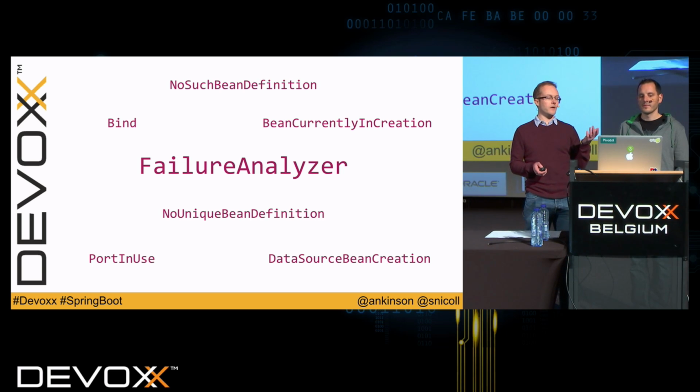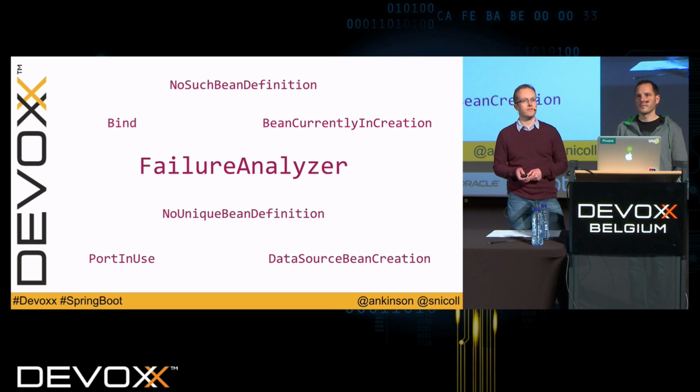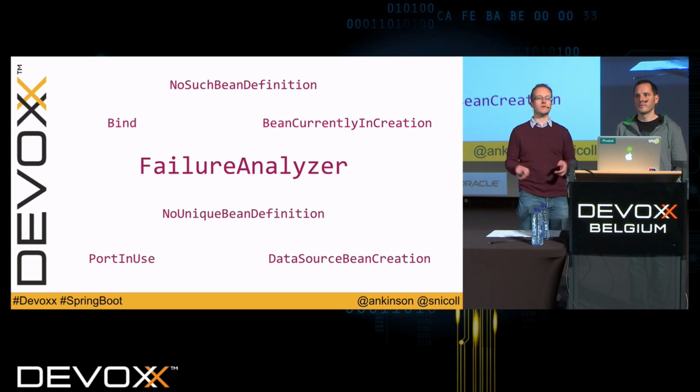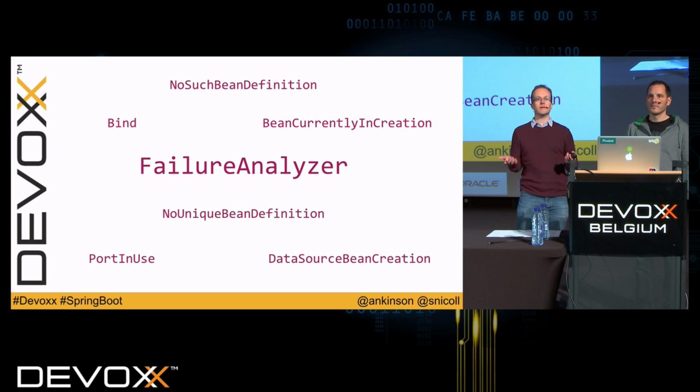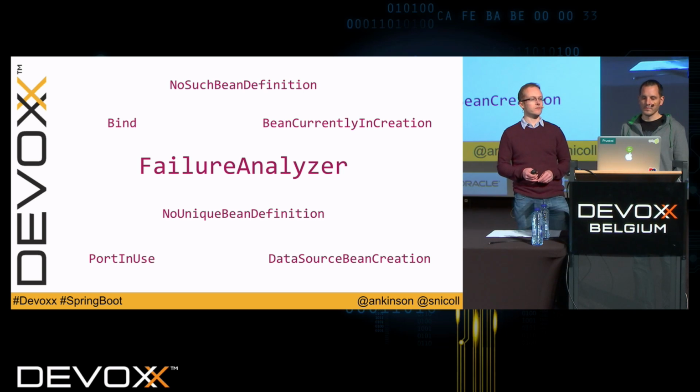There's also one for bind exceptions. That's if some JSR 303 validation failed. For example, you can use validation on your configuration properties classes. And if that goes wrong, you don't really need a great big stack trace. What you actually need to know is, I was trying to bind this value to this property, and it didn't work because these bits of the validation failed. So that's what it'll tell you. Then there's bean currently in creation, circular dependency. We'll see in a minute we can do some good stuff with that.